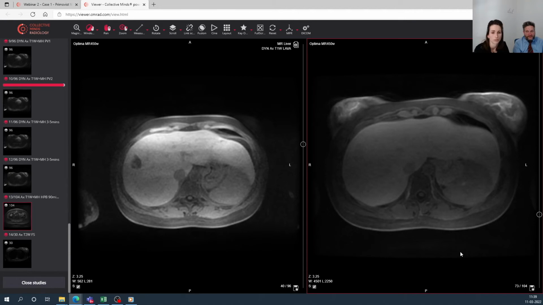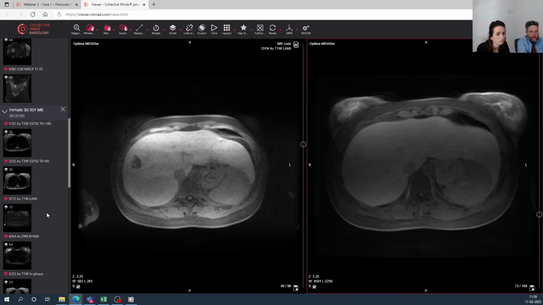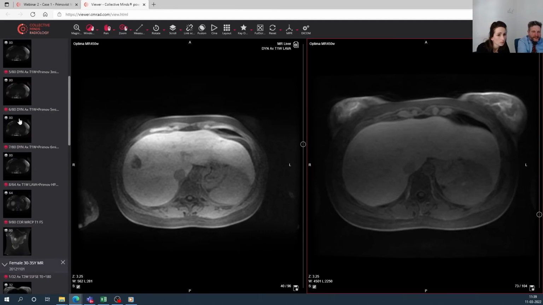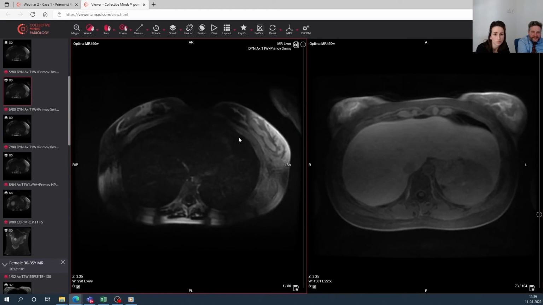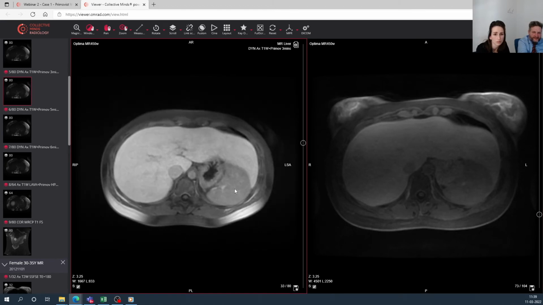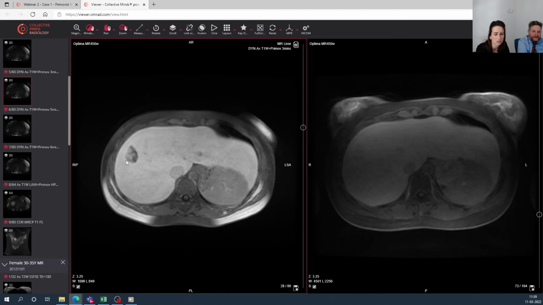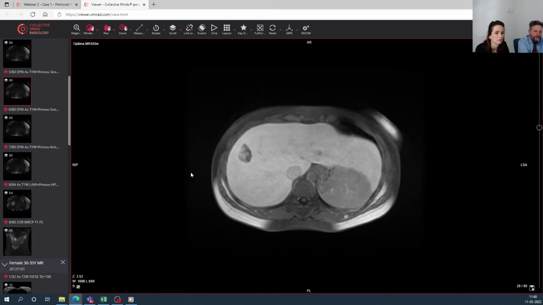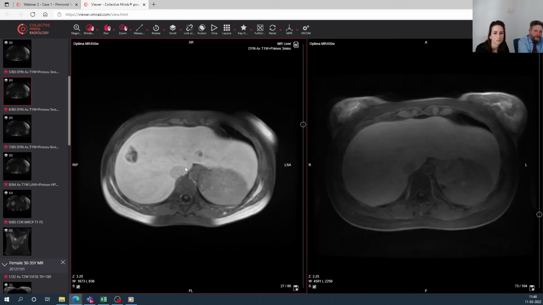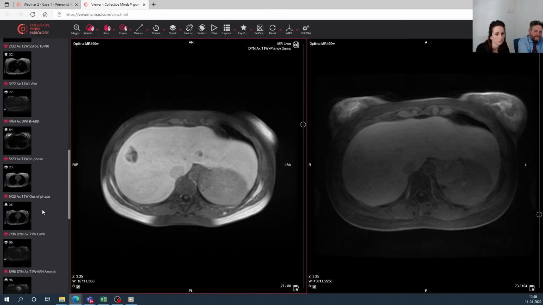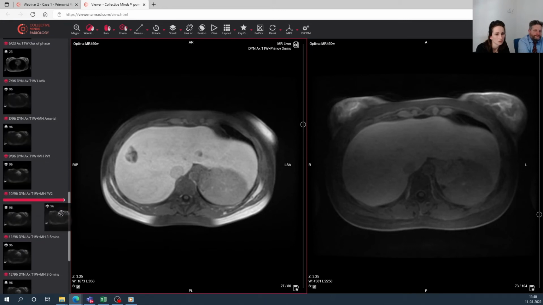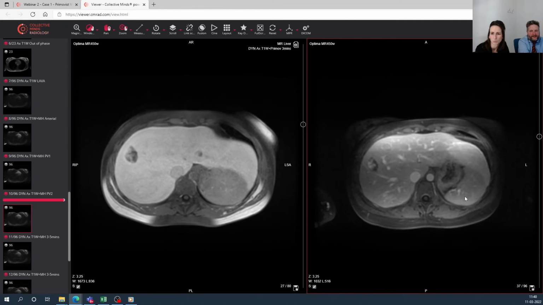Okay, but let's look also now at the transitional phase. So let's look at the 3 minutes phase with Primovist. Now look, this lesion shows washout. And if you look at the multi-hands, in the venous phase, the late venous phase, so portovenous, there you see the hyperenhancement, and it's much lower on the left side when using Primovist.